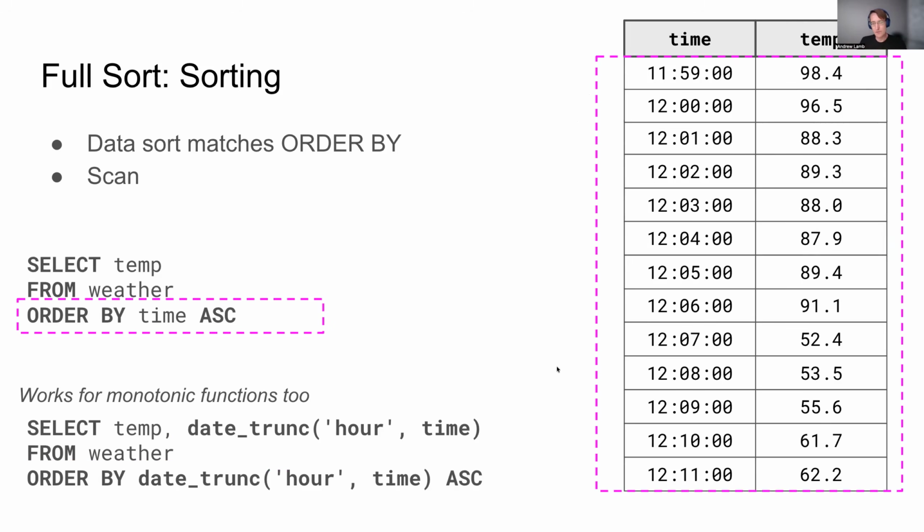It's also kind of cool that this works for monotonic functions as well. So if the data is sorted by time, and the query doesn't ask for order by time, but instead asks for order by, for example, date trunc by hour, so you chop off the minutes and seconds and anything smaller, this data is actually still sorted by that expression. So you can take advantage of sortedness even if it doesn't exactly match the order by clause. But of course, it matters exactly what that function is, and we'll talk a little bit more about that later in the talk.